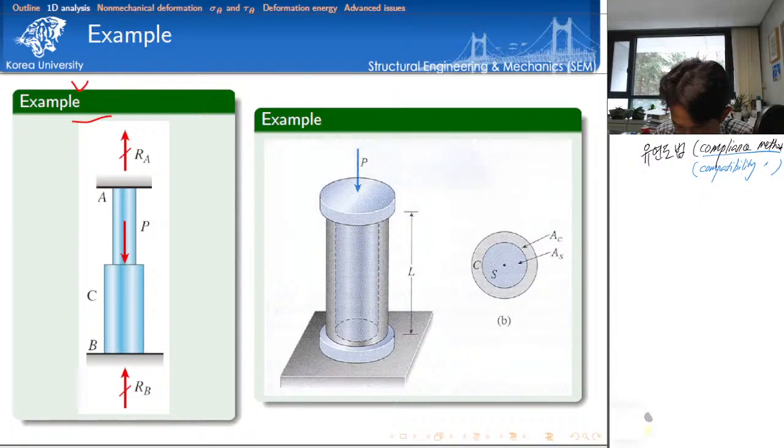Okay, so let me explain how we approach this problem using this method. So the key point in this method is we want to consider the structure system as a combination of multiple statically determinate structures, okay, to represent the original system.